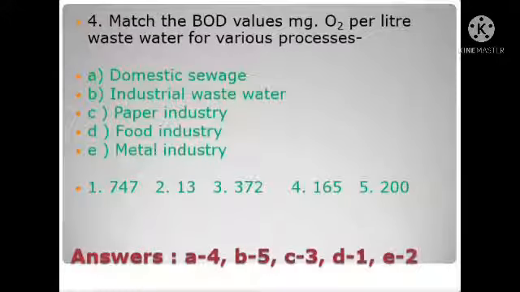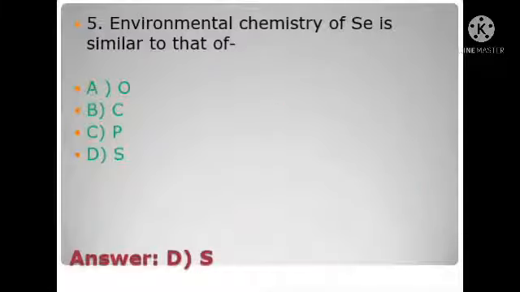Fourth question: match the BOD values, milligram O2 per liter of wastewater, for various processes. You can see the answer. Domestic sewage, 165. Industrial wastewater, 200. Paper industry, 372. Food industry, 747. And metal industry, 13.